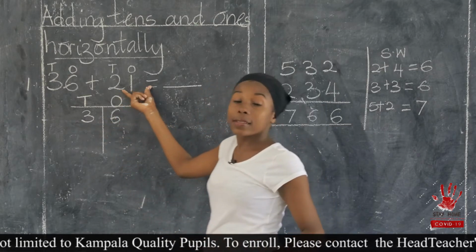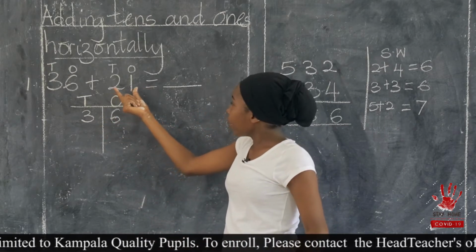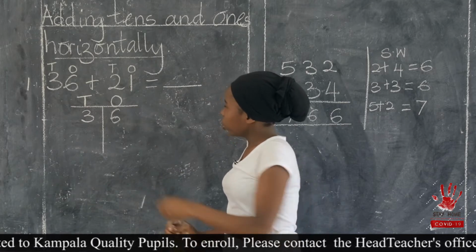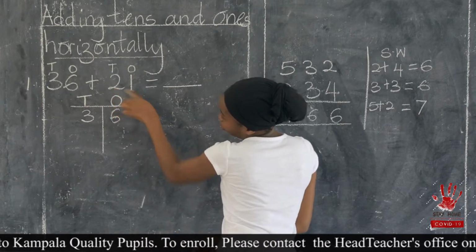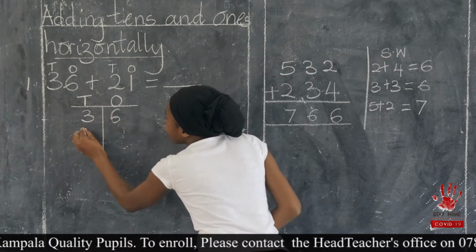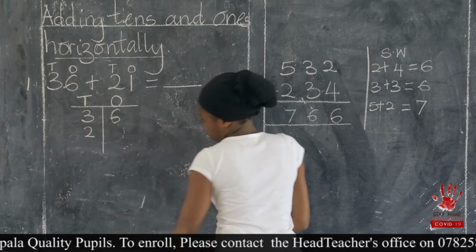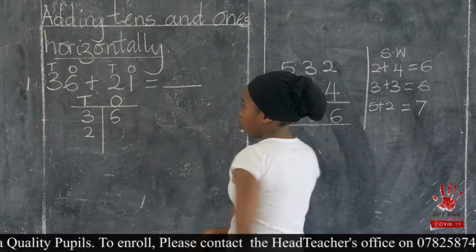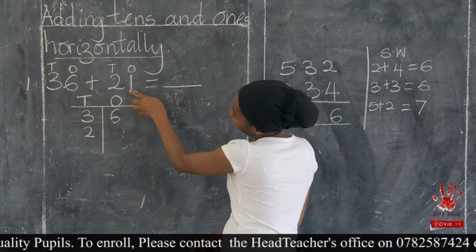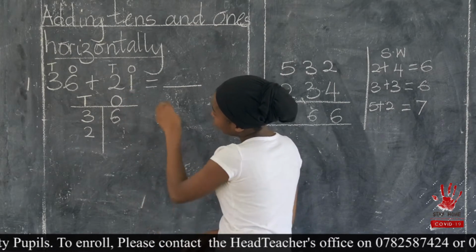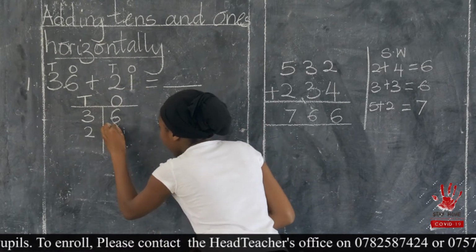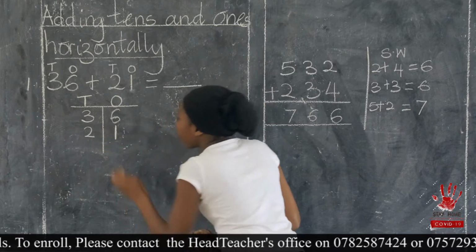You move to the next number. So our next number is 21. So in which place value is our 2? 2 is under tens. Of course, you put it there. Then you move also to this other number. Which number is this? 1. In which place value is it? It's also under ones. You put it there properly.